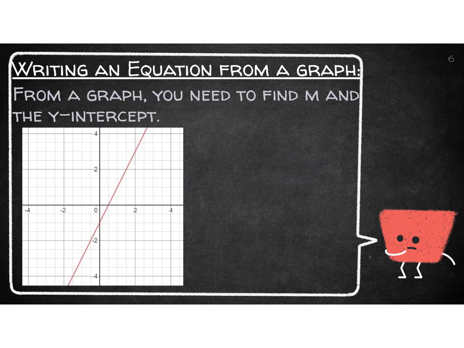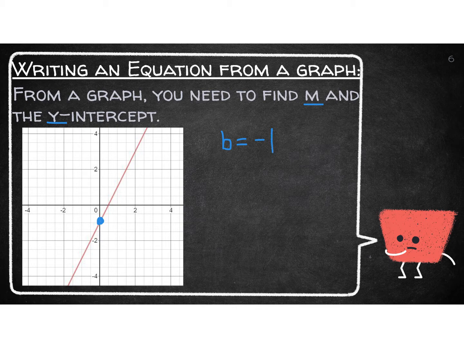We also need to be able to write an equation from a graph. On this one, you need to find the m and find the y-intercept. It's easiest to first find where it crosses the y-axis, because that's the y-intercept. So in this case, my b is going to be negative 1.